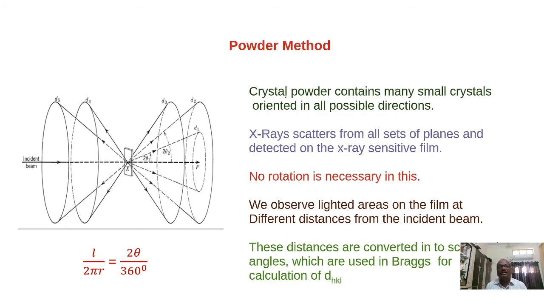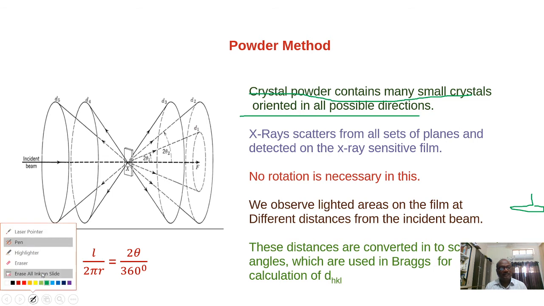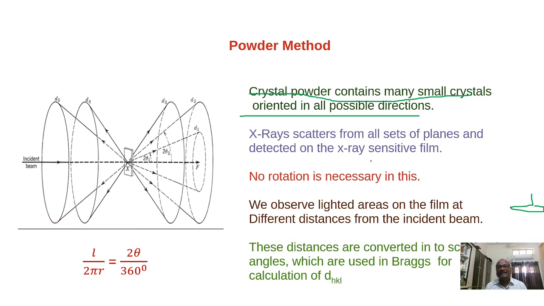Again, we are explaining some important points here regarding the powder method. The crystal powder contains many small crystals oriented in all possible directions. X-rays scatter from all sets of planes and are detected on the X-ray sensitive film. No rotation is necessary in this. We observe the lighted areas on the film at different distances from the incident beam, and these distances are converted into scattering angles, which are used in Bragg's equation for calculation of d_hkl.